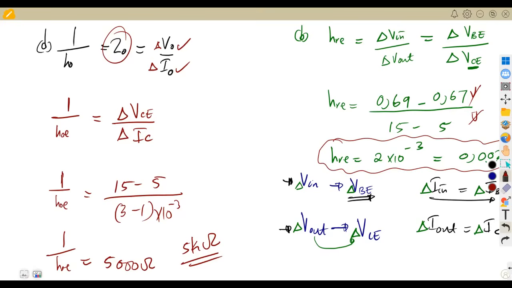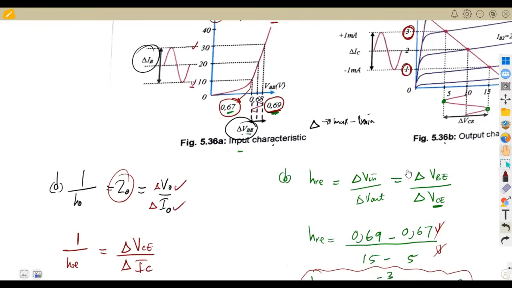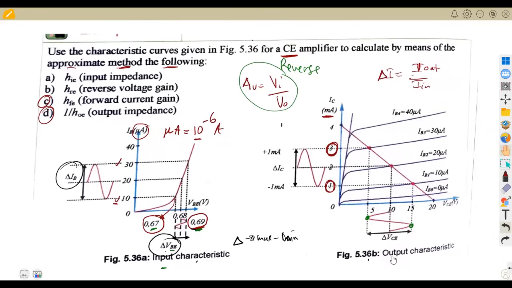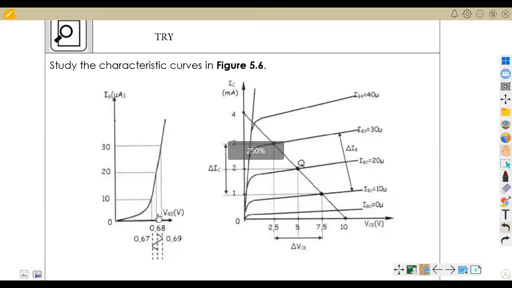So take note, which part are you working with? Are you working with a common base? A common emitter? The answers are going to be different according to what you are working with. This one was a common emitter amplifier, so that's why we have VCE at the output, IC at the output, and VBE and IB at the input, like I showed you from that diagram of a common emitter. We have the same conditions here, VBE and VCE, IC.